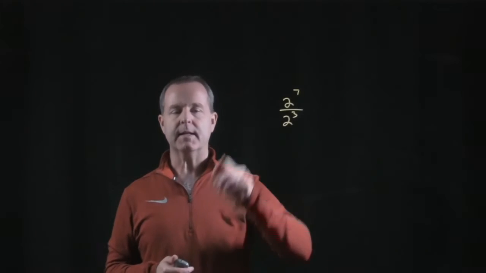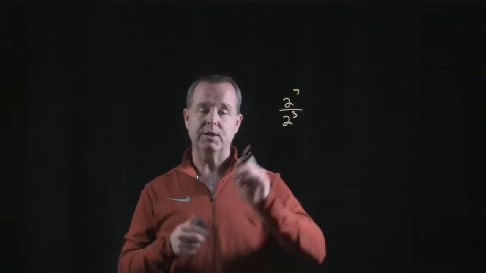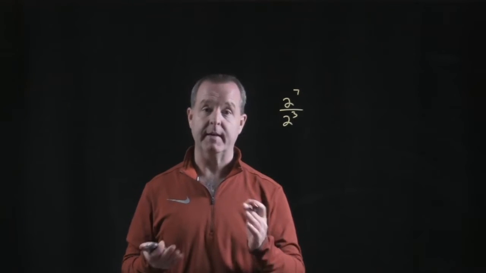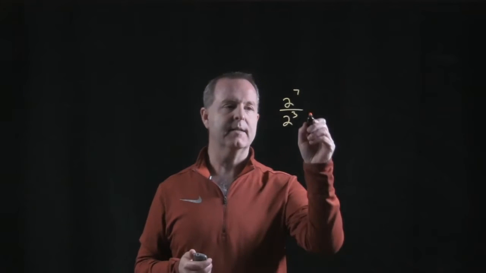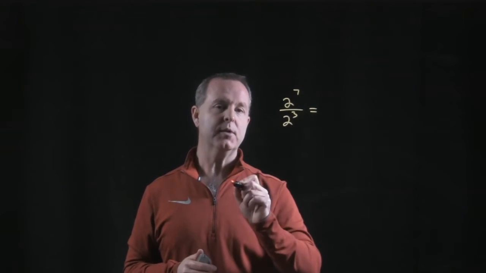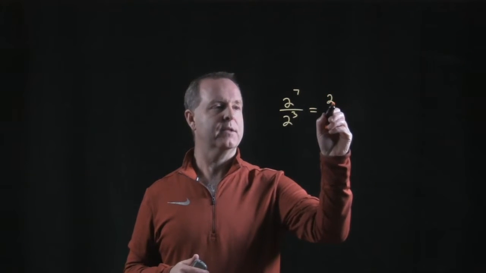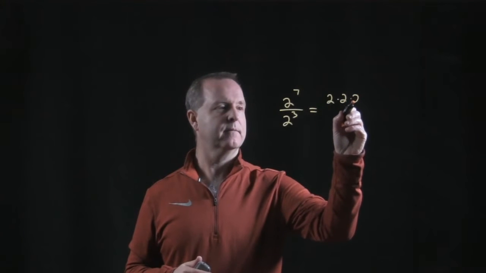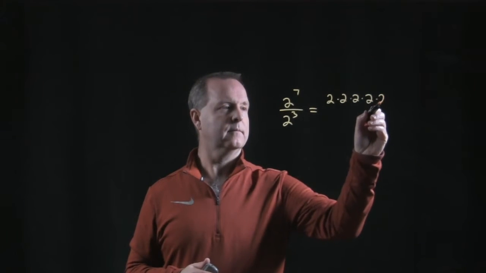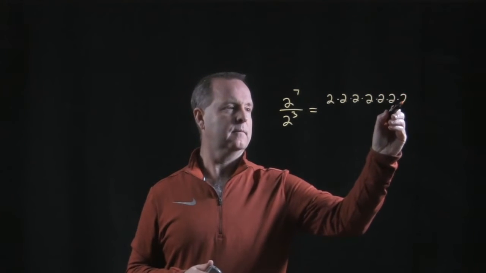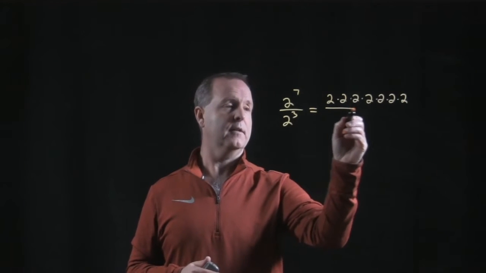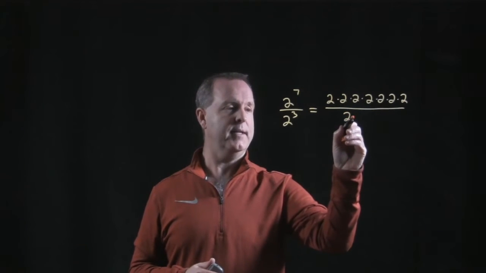So what do you think 2 to the 7th divided by 2 to the 3rd looks like, or what does that mean? Well, let's get a sense of what's happening here. Remember 2 to the 7th? That's 2 times itself, 7 times. 2 to the 3rd, likewise, is 2 times itself, 3 times.